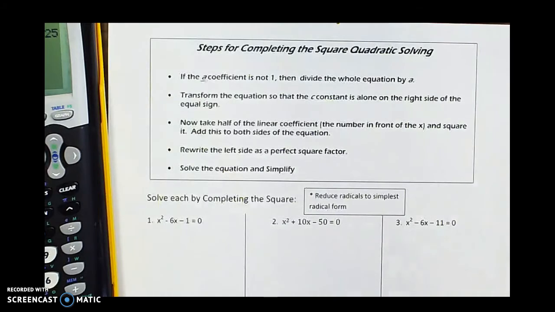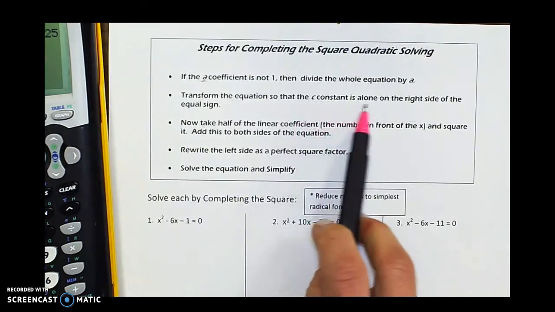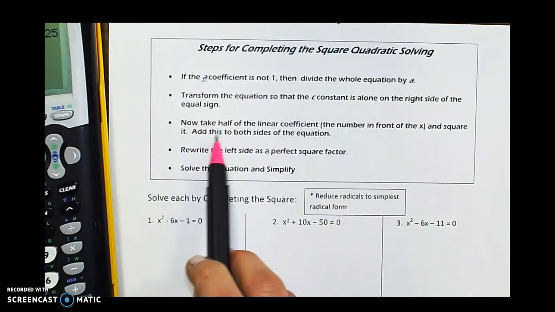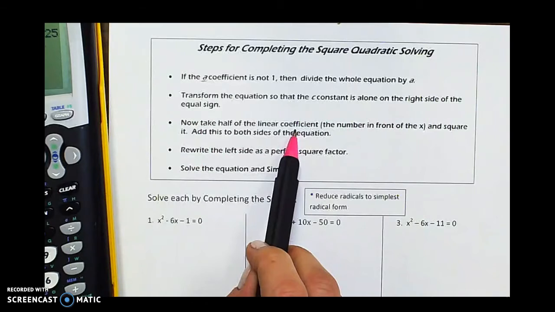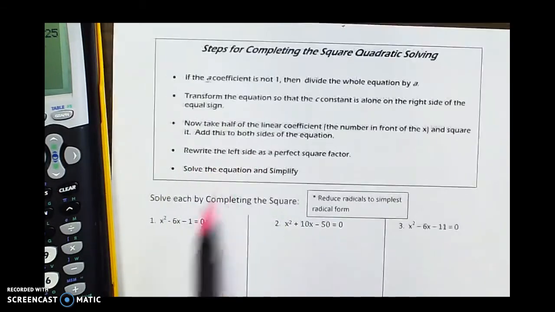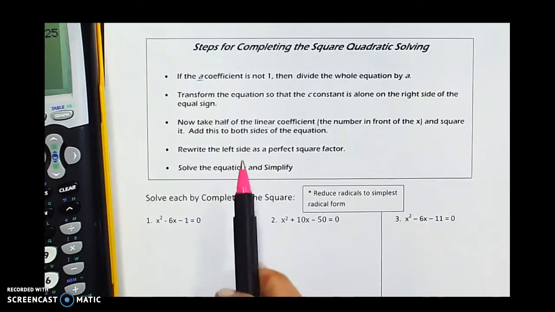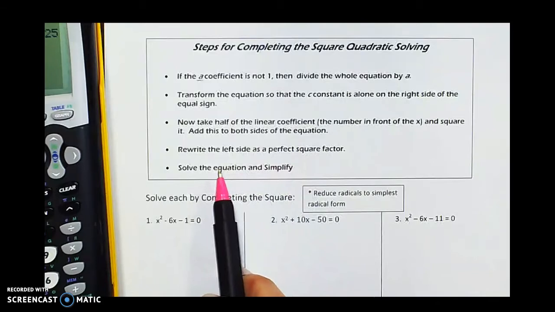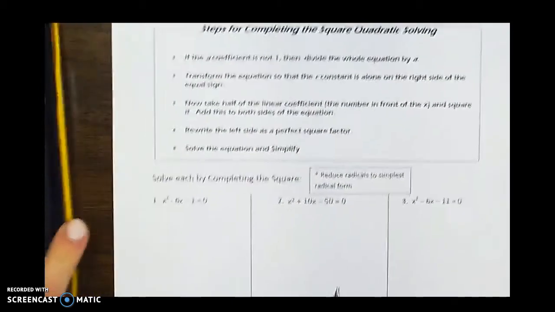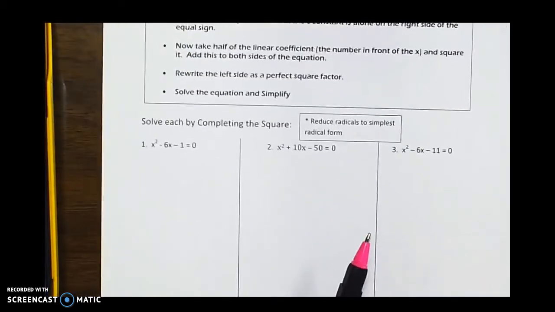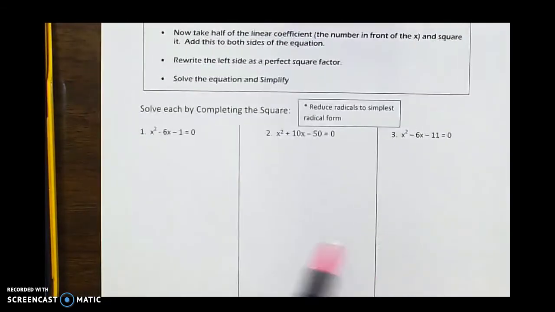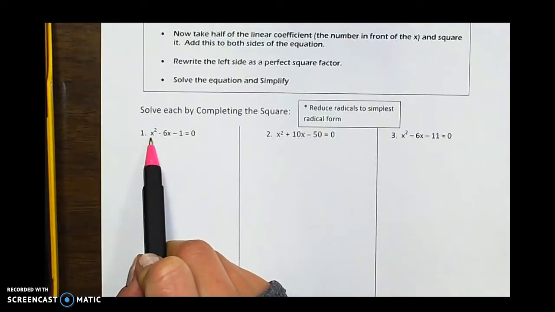All right, transform the equation so that c, the constant, is alone on one side. Now take half of the linear coefficient and square it, add that to both sides. All right, rewrite the left side as a perfect square and solve the equation, simplify. All right, we're going to work together through a few of these. So let's go ahead. Number 1, our a value is 1.